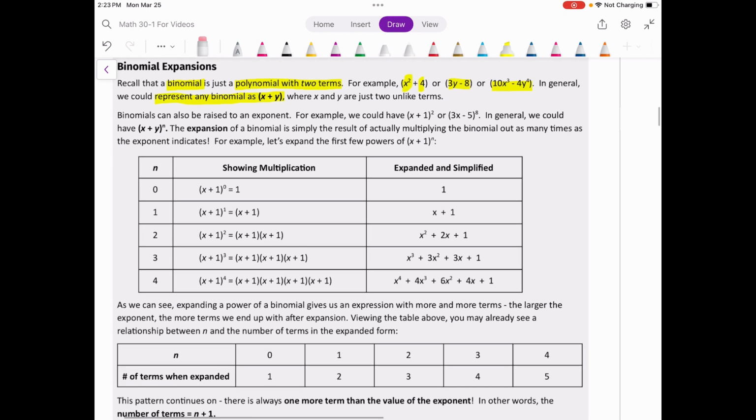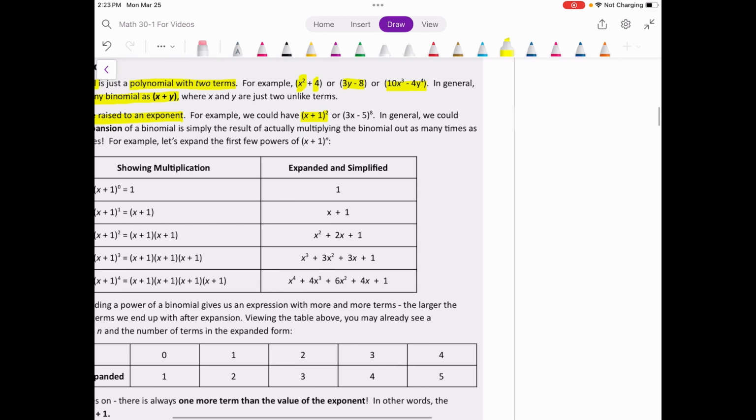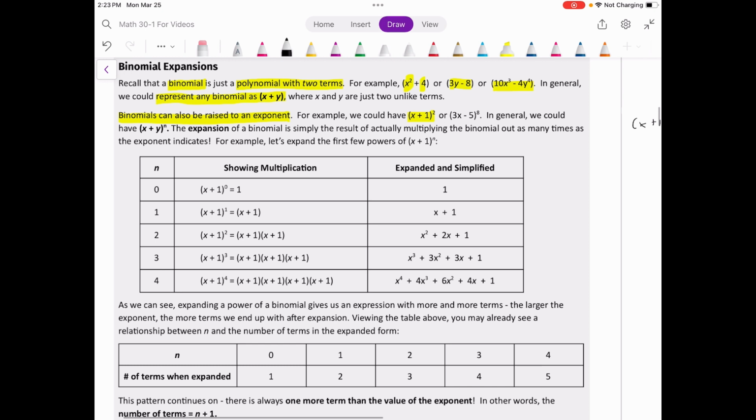Okay? So we can also, of course, raise a binomial to an exponent. We've done that lots of times. We could have x plus 1 all being squared. This binomial is being squared. Now careful, remember, that doesn't mean x squared plus 1 squared. It means x plus 1 squared. So it would really be x plus 1 times itself, and then we would FOIL that out and all that.